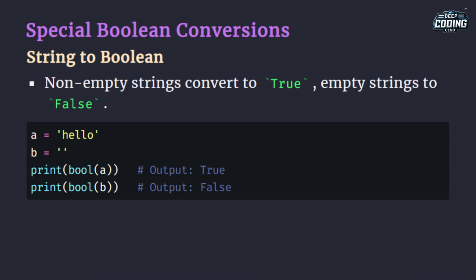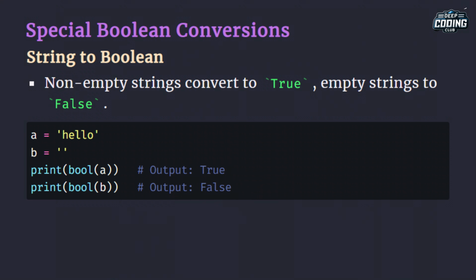Something similar happens also in cases of strings. In case you have a string which is non-empty string like a is equal to hello, and if you try to print its boolean value, then it would be true because string is not empty. But in second case, b is equal to an empty string, means there is nothing inside these quotes. So if you try to print bool of b, then your output would be false.